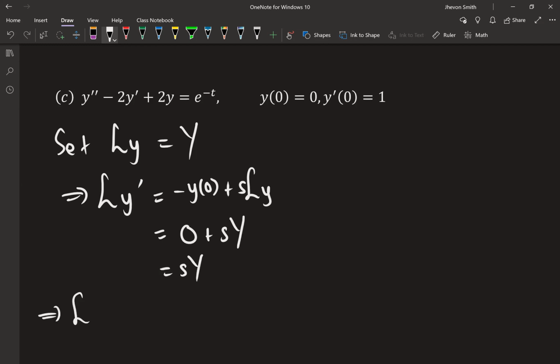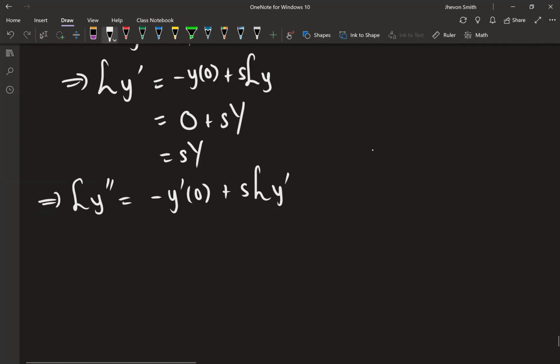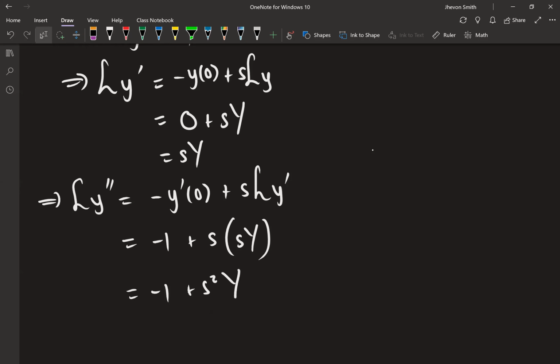Then you're going to find the Laplace transform of y double prime. Similar formula, minus y prime of 0 plus s times the Laplace transform of y prime. Y prime of 0 is 1, so this would become minus 1 plus s times sY. So this is minus 1 plus s squared Y. Now what?